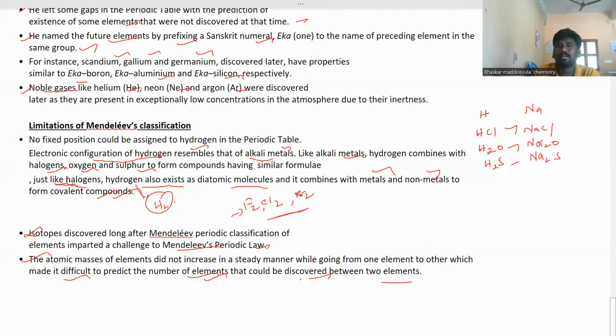So these are some of the drawbacks or limitations of Mendeleev's classification.